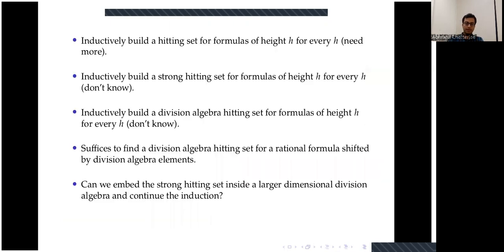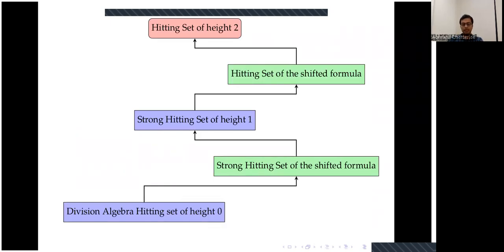Now let me summarize. The idea was to design a hitting set. Then we observed that we need to do something stronger. We defined this notion of strong hitting set. And that turned out not enough, so we came up with this idea of division algebra hitting set. But even with that idea, we are not able to go beyond height 2. If we look at this figure, from a division algebra hitting set of height 0, we get a strong hitting set of height 1.